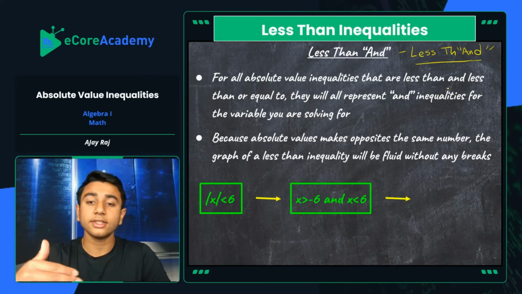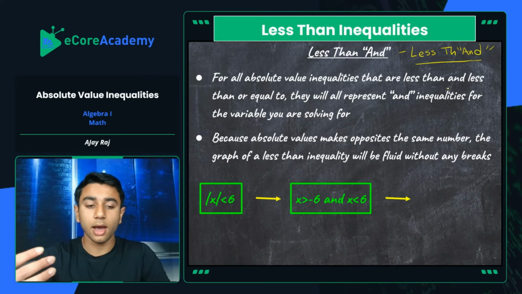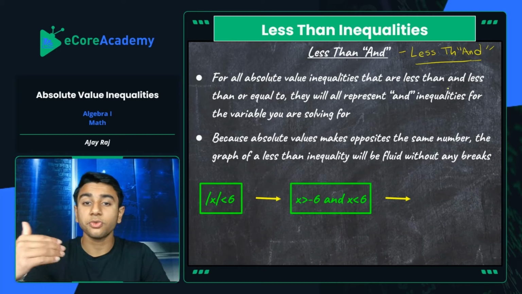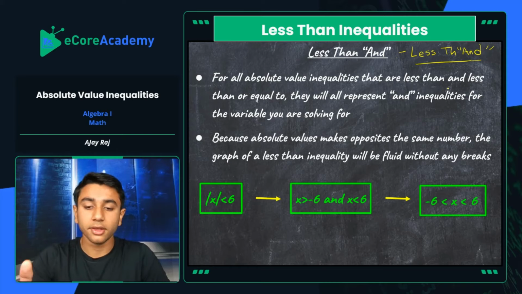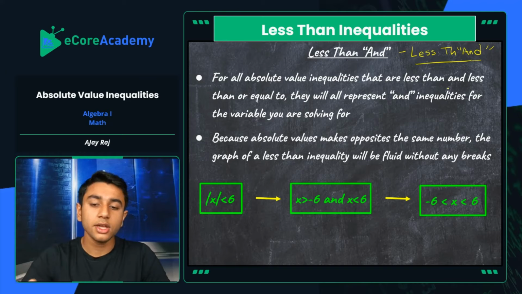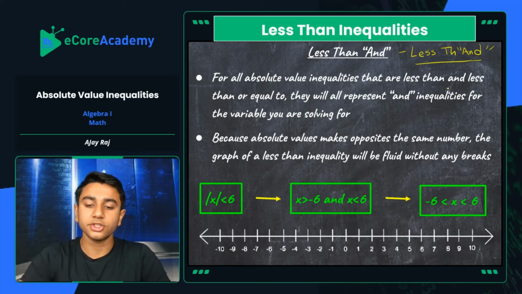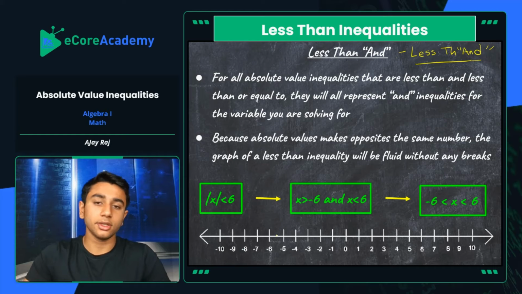Well, since we know that it's an and statement in a compound inequality, we can utilize our knowledge from our first lesson in this chapter, compound inequalities, to tell that -6 is less than x is less than 6. You can always write it like this because x is greater than -6, so that means -6 must be less than x. And since 6 is also greater than x, then -6 is less than x is less than 6. Now, let's take a look at the graph of it, just to prove to you that this really is an and inequality, and that this will be consistent throughout.